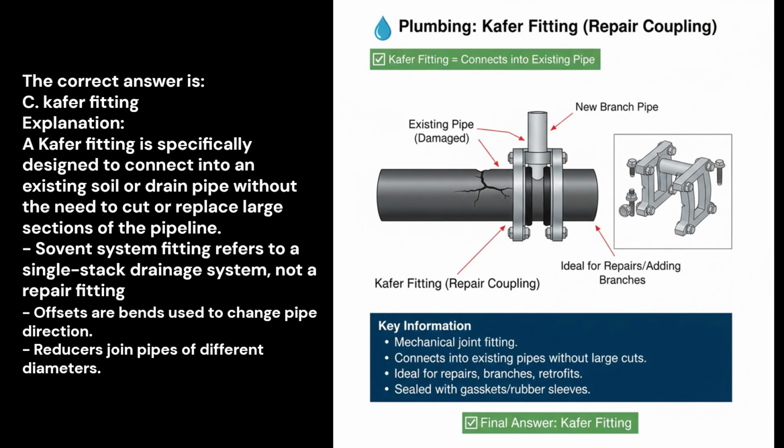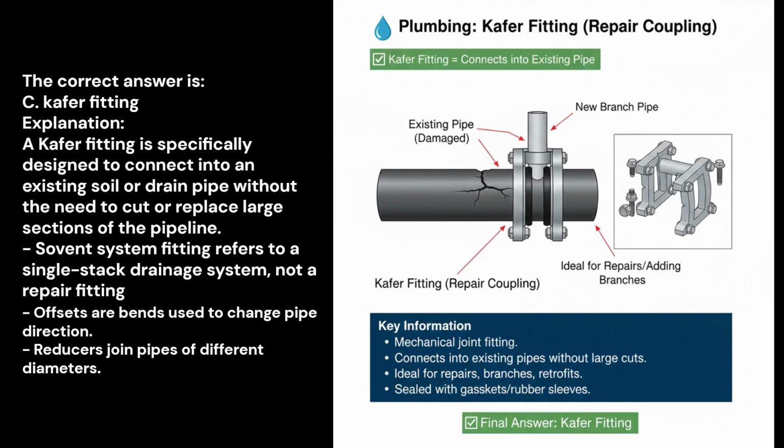Kafer fitting. Explanation. A kafer fitting, also known as a repair coupling or mechanical joint fitting, is specifically designed to connect into an existing soil or drain pipe without the need to cut or replace large sections of the pipeline. It is commonly used in soil pipe systems, like cast iron or PVC, to install a branch, repair a damaged section, or add a fitting into an existing line. The kafer fitting clamps around the pipe and can be sealed with gaskets or rubber sleeves, making it ideal for retrofitting or modifications in soil stacks or drainage systems.